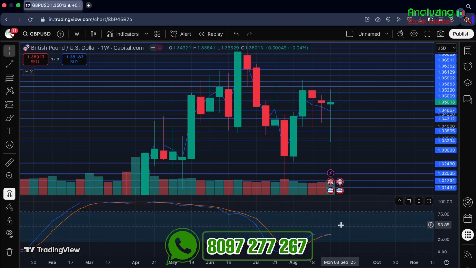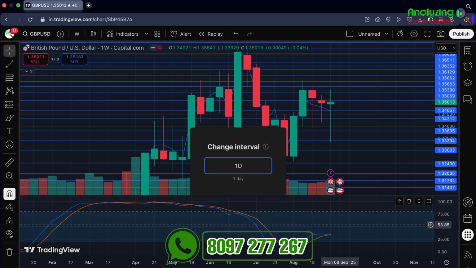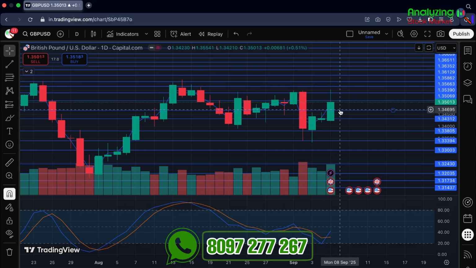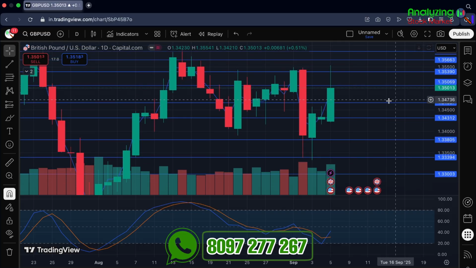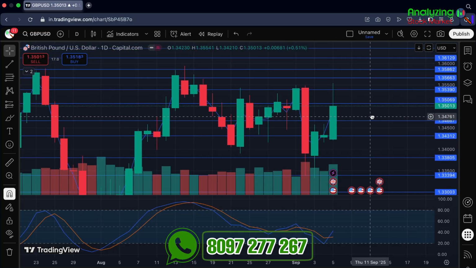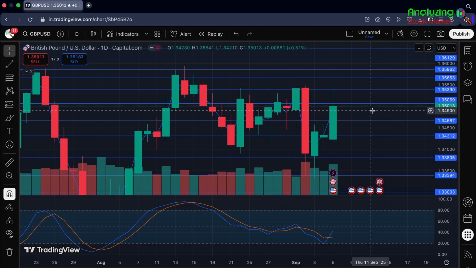So now let's mark some important support zone and resistance zone on our one-day chart. So this is a one-day chart. As we can see, there are some important support zone and resistance zone that we have already marked.